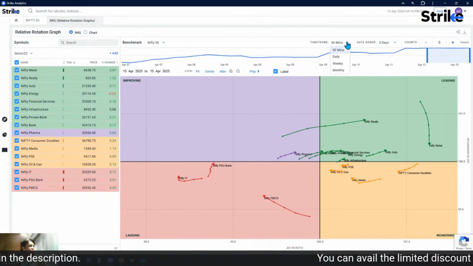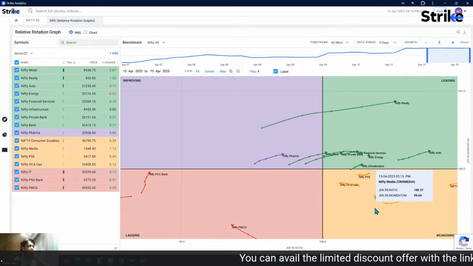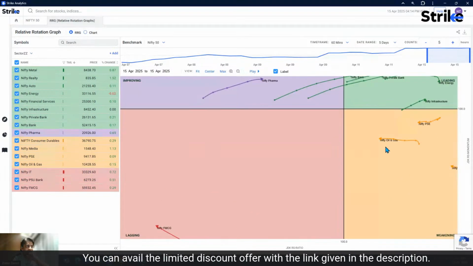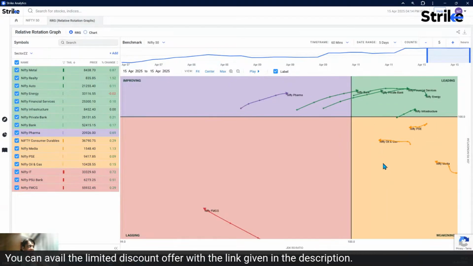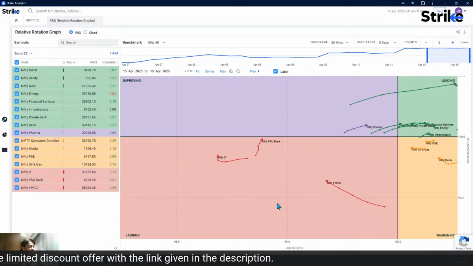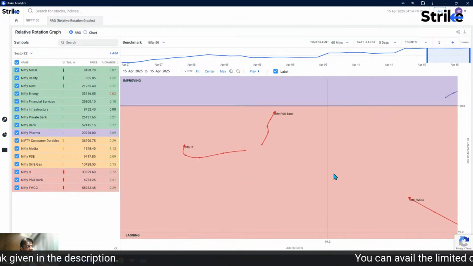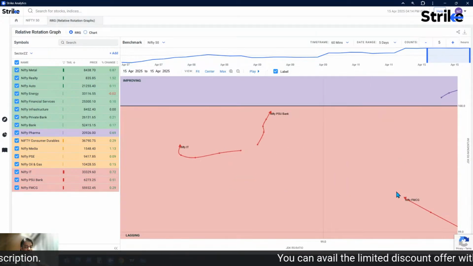So as of now, the most probable is that oil and gas has not turned up yet. But what has turned up is PSU Bank, and IT has also turned up a little bit. IT and FMCG. Okay, FMCG is also sloping a little bit upward.